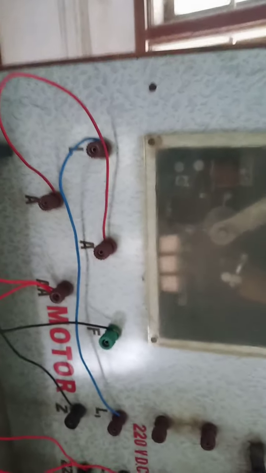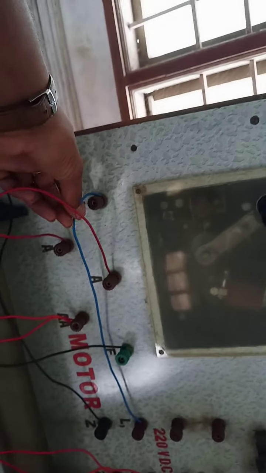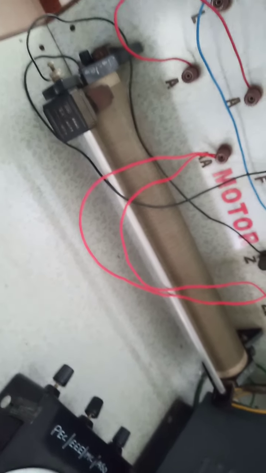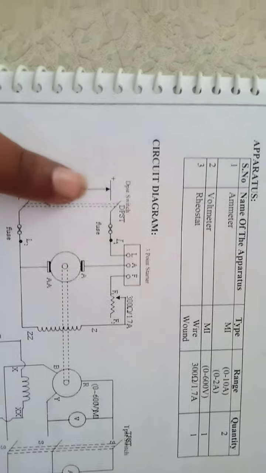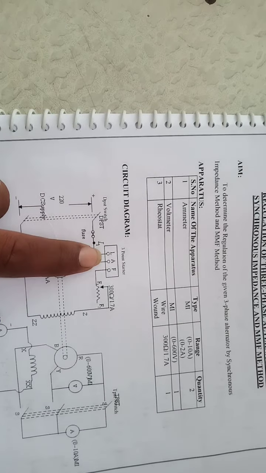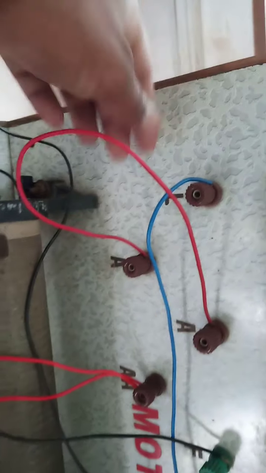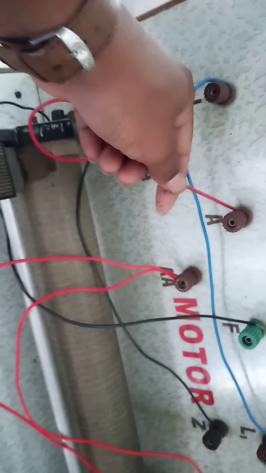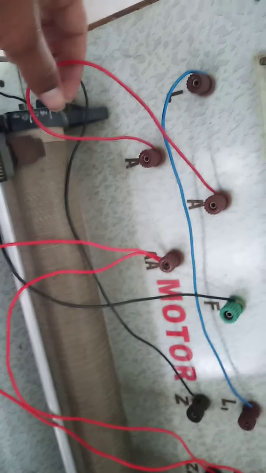So these are the motor terminals. Supply will come to this line, from the DC supply. Positive will come to L1, the line terminal. Next is the motor armature terminal A. This terminal is connected to A.